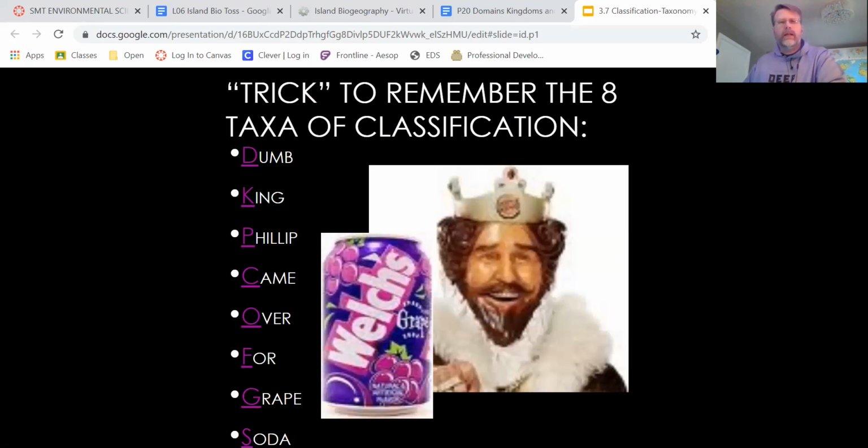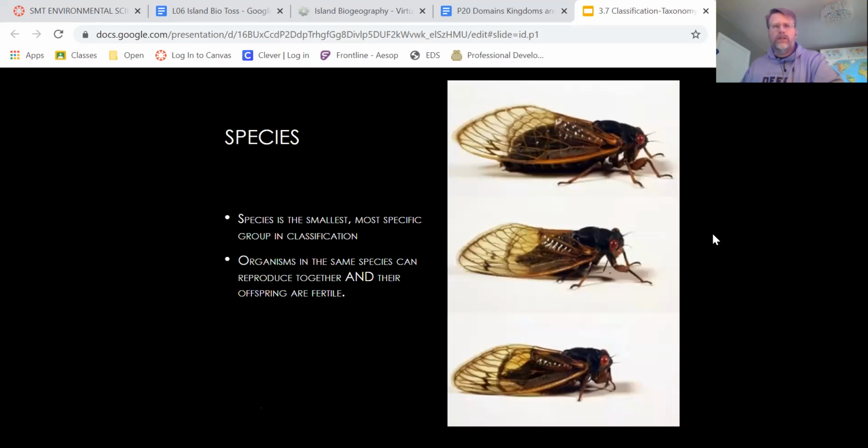So as long as you have them written down, I'm not worried about it. If you're ever asked to remember this, this is one way you can remember the order of the name. Here it's Dumb King Philip came over for grape soda. So that is one way we can remember the sequence of the naming process. Like I said, in environmental science, we're not going to focus as much on that.